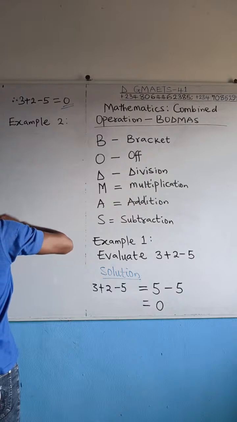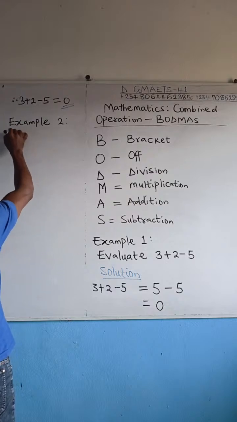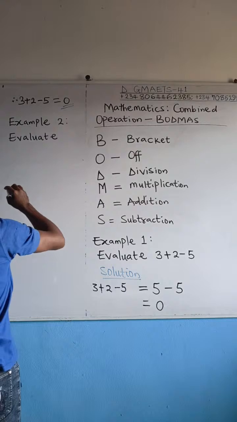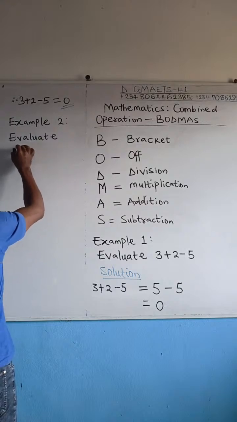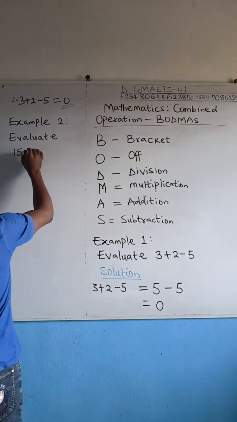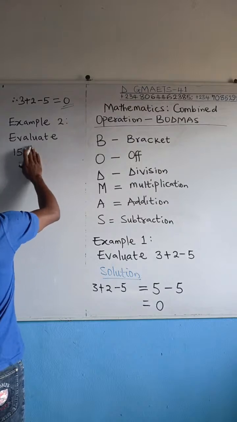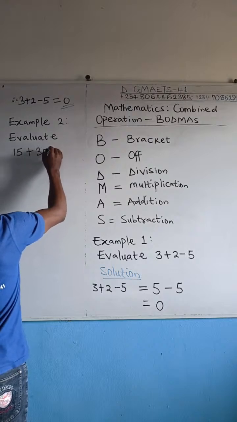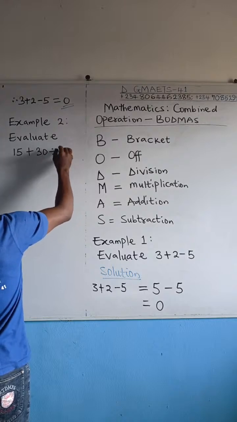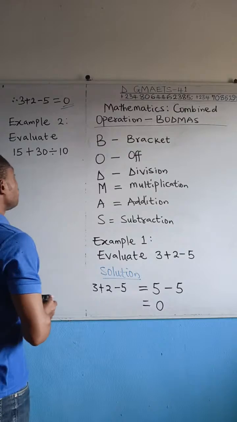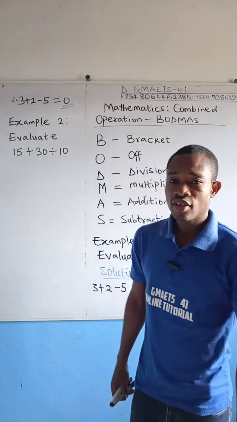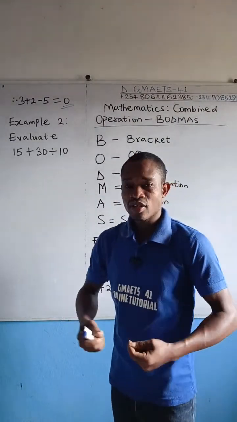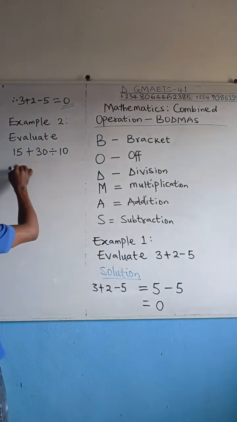The question is evaluate 15 plus 30 divided by 10. 15 plus 30 divided by 10. Now, do you look at this? You want to ask yourself, how many operations do you have there in this combined operation?